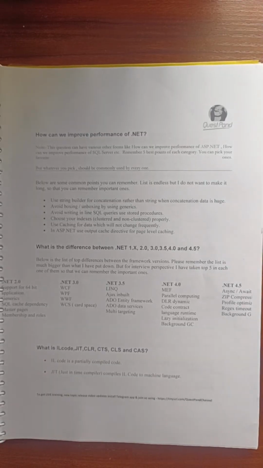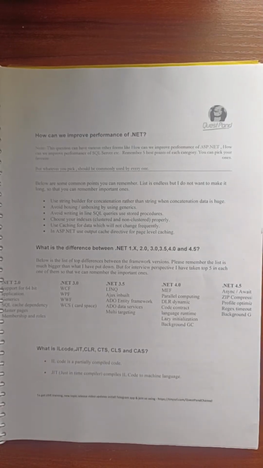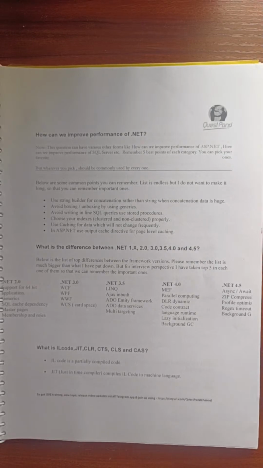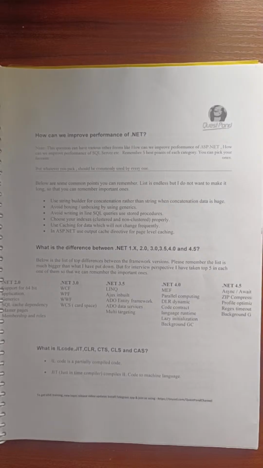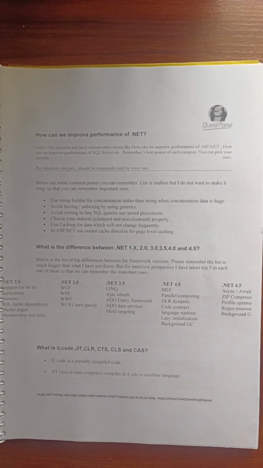So how can we improve performance of .NET? Below are some common points we can say: use StringBuilder for concatenation rather than string when concatenation data is huge. Avoid boxing and unboxing by using generics.